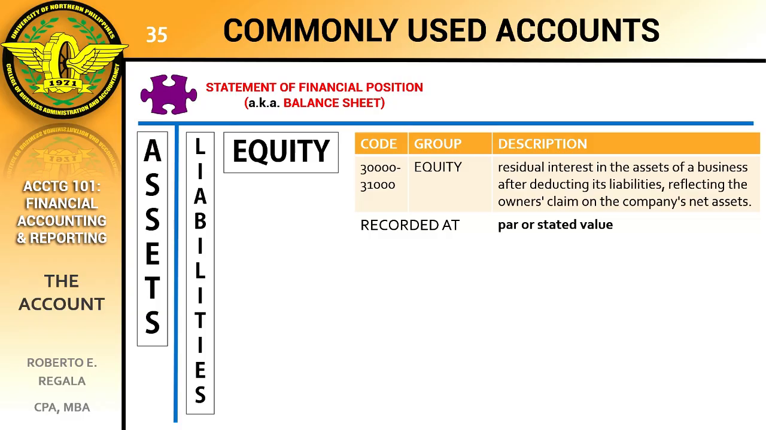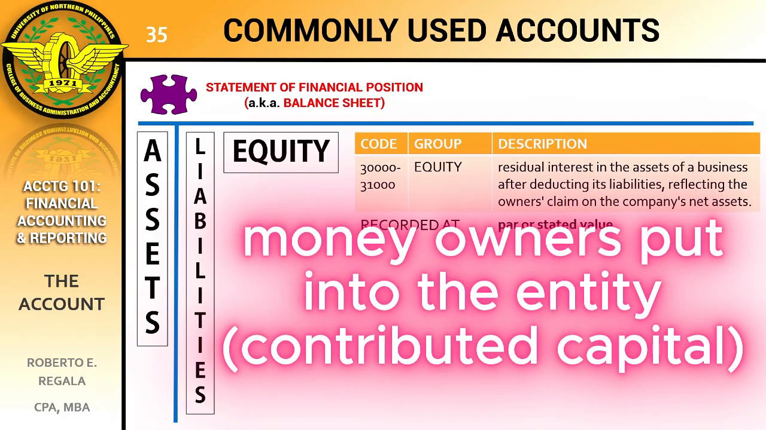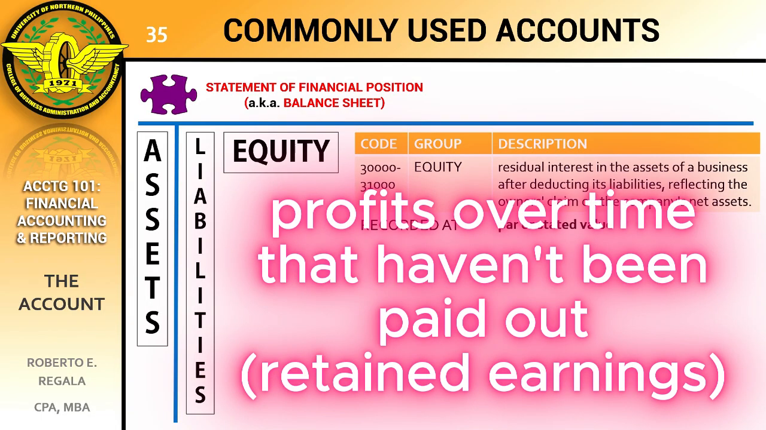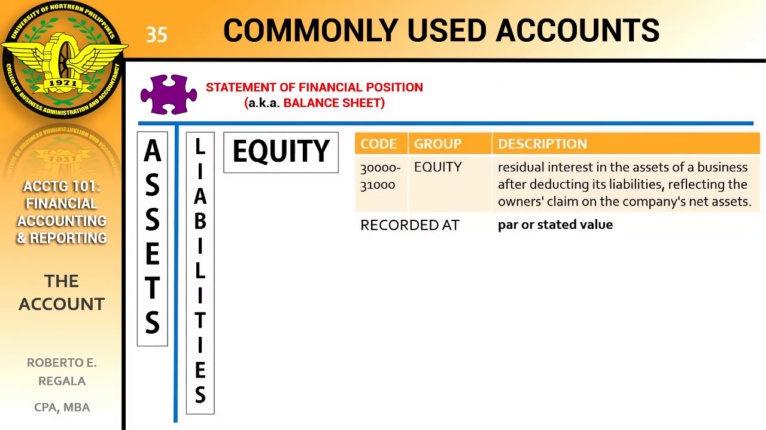Equity is a crucial part of a company's financial structure, and it appears farthest right on the balance sheet in account format. Equity comes from a couple of places: the money owners put into the company, or contributed capital, and the profits the company has made over time that haven't been paid out, or retained earnings. The accounting treatment for equity involves recognizing, measuring, and reporting the ownership interest in a business, which represents the residual value of assets after deducting liabilities.